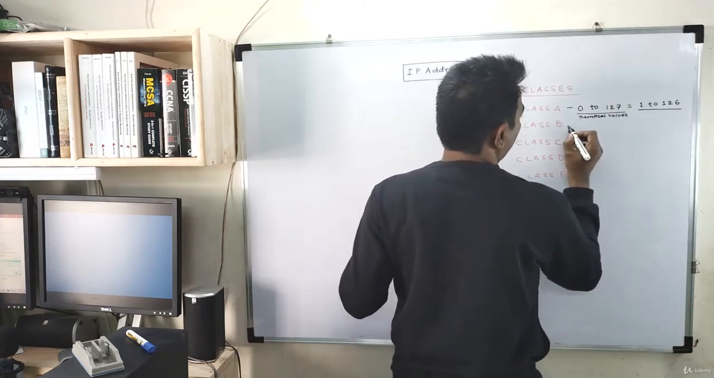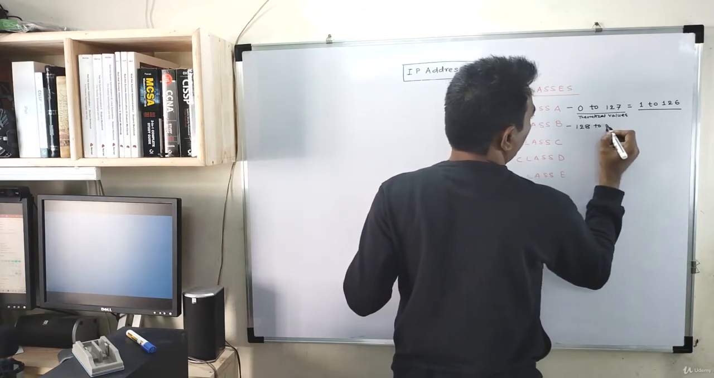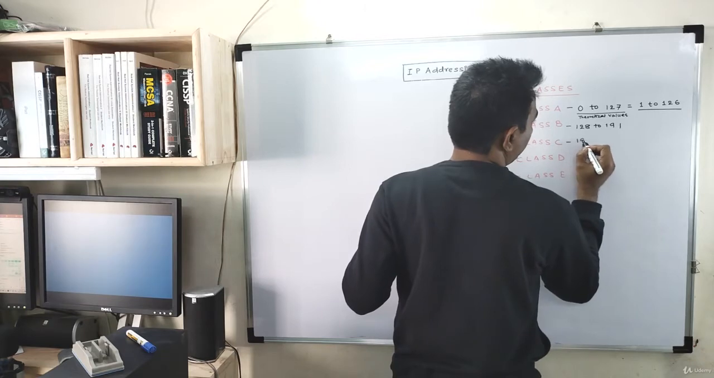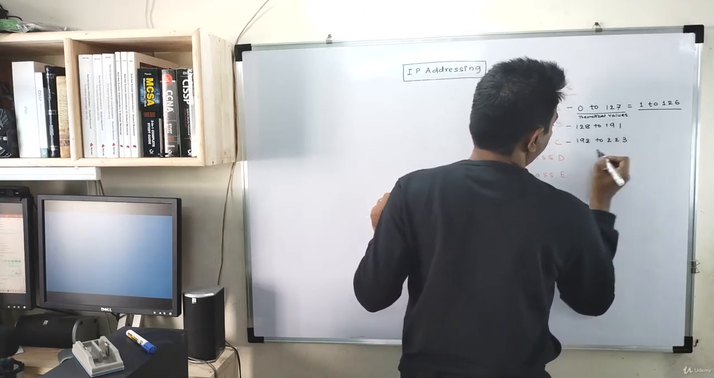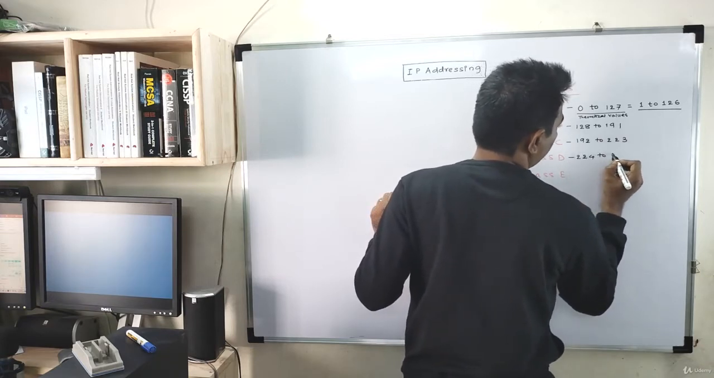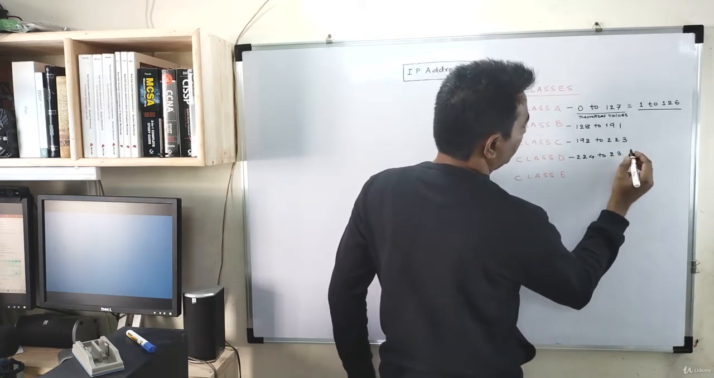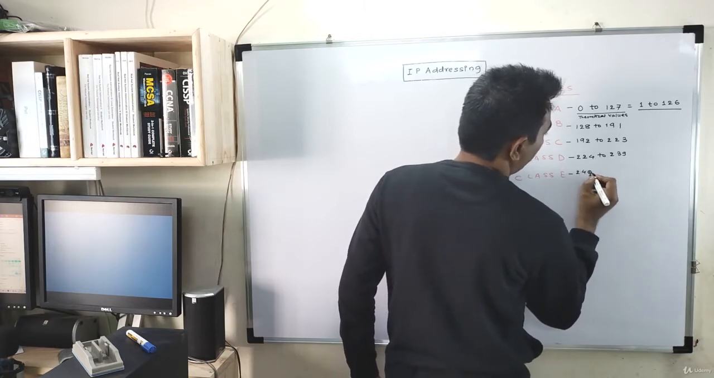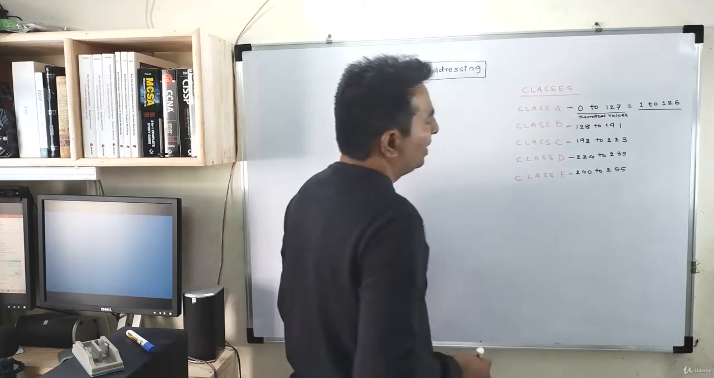In the same way, for class B it is 128 to 191. Class C is 192 to 223. Class D range is 224 to 239. Sorry, it is 239, and then 240 to 255.